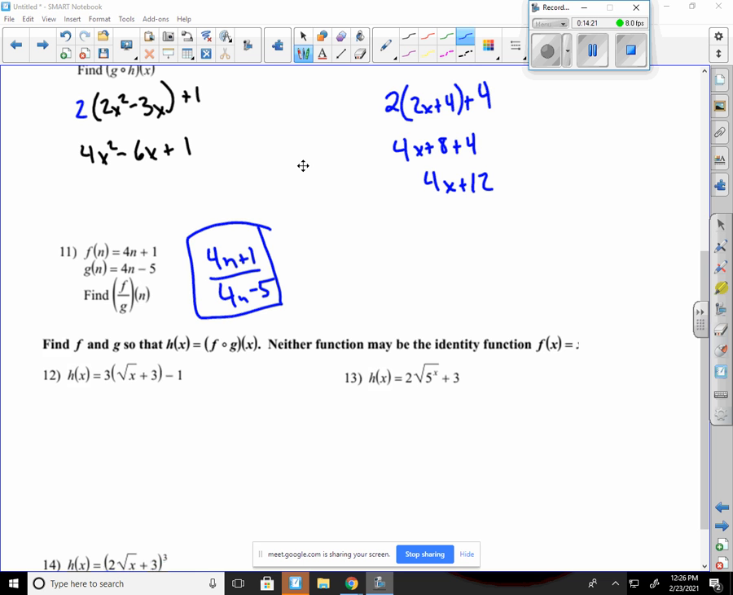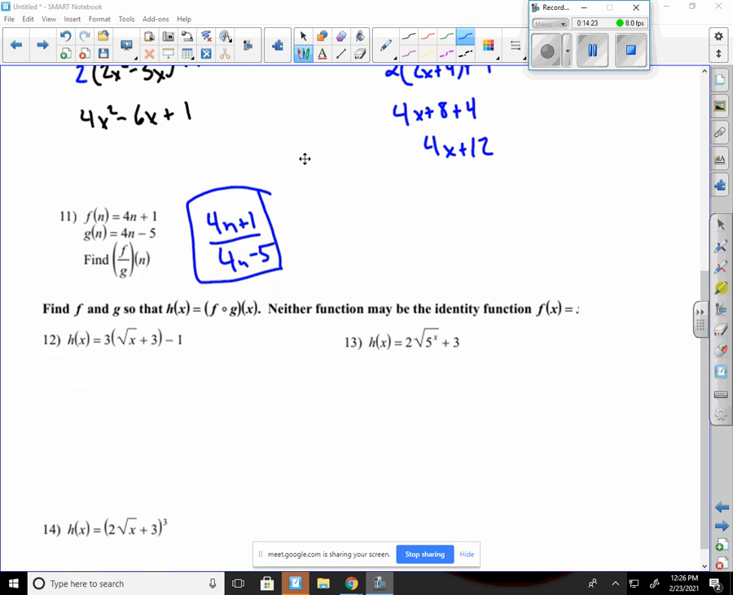All right, 12 through 14 is separating the functions out. Find f and g so that h of x equals f of g of x. The first thing that I look for in this is I look for which part looks different. So if I look at this, which part looks different to you out of this whole equation? Like which part looks like it might be separate? Good. Square root of x plus 3 is separate.